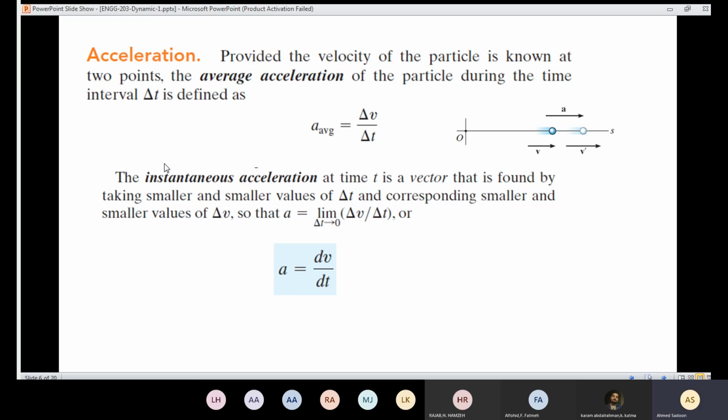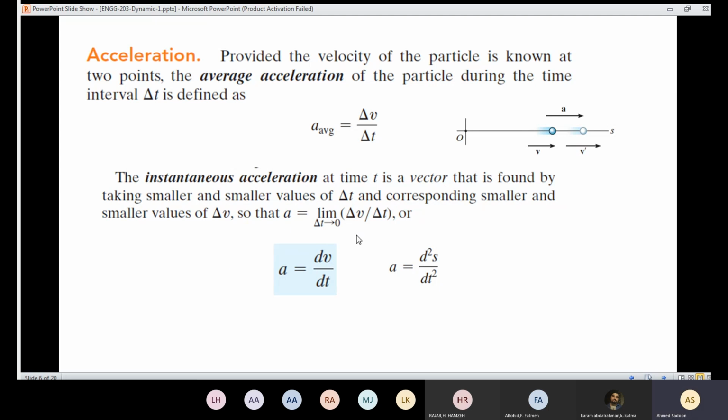So in order to determine the instantaneous acceleration, the value is going to be dv over dt. And remember, we defined v, the instantaneous velocity, as ds over dt. So also I could say that the instantaneous acceleration is the second derivative of the position with respect to time. So I could express it like that, if I know the velocity or if I know the position.